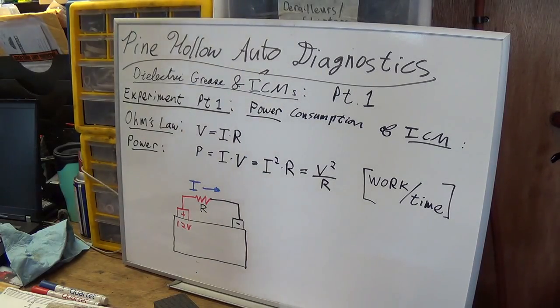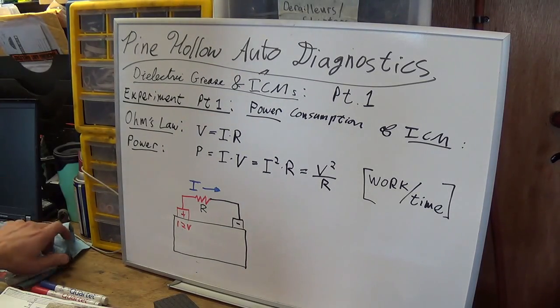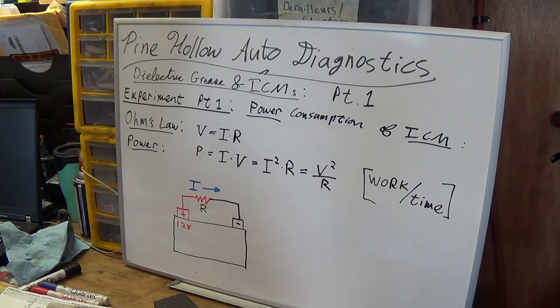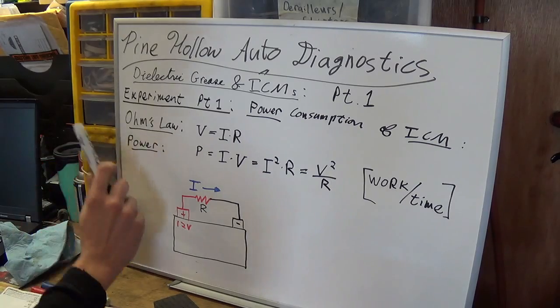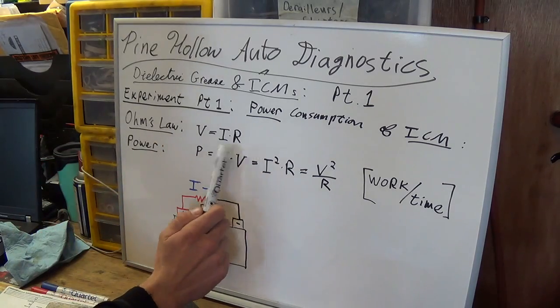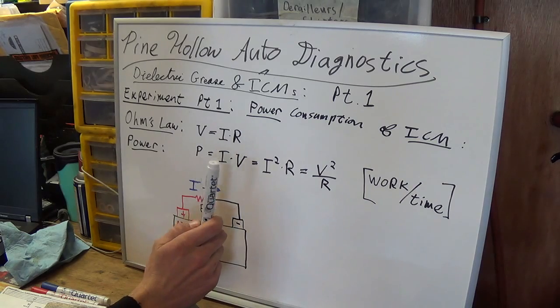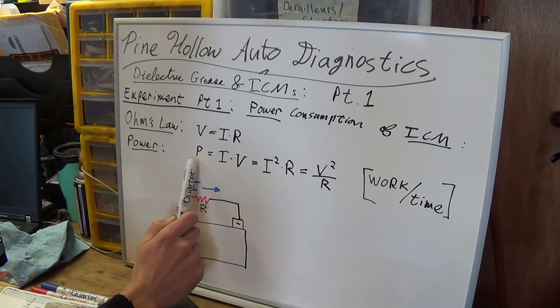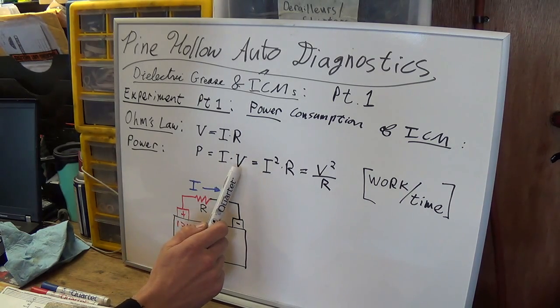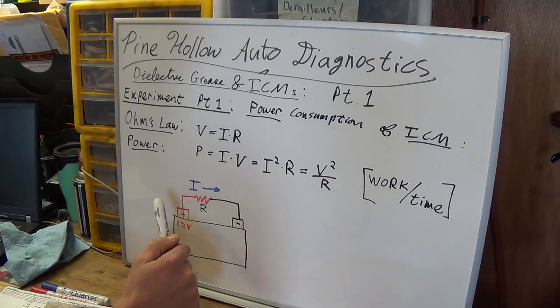Alright, so here we're going to figure out how to measure the power consumption of this ignition control module. First, I've written down basic Ohm's law: voltage equals current times resistance. And then the power consumption is the current times the voltage, the potential across that resistor.